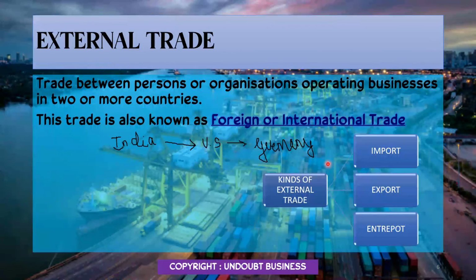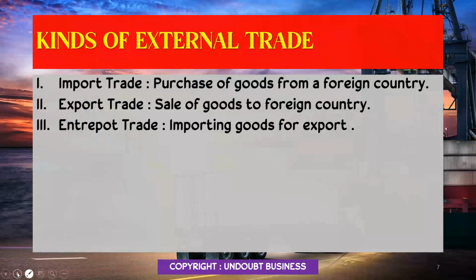Now let's take a look at this chart here. It will show you the different kinds of external trade. External trade is further classified as import, export, and intraport. Import, export, and intraport. So the different kinds of external trade.